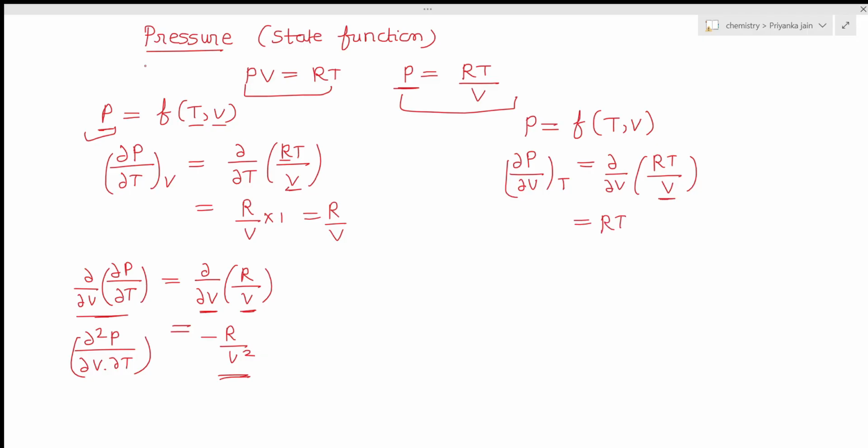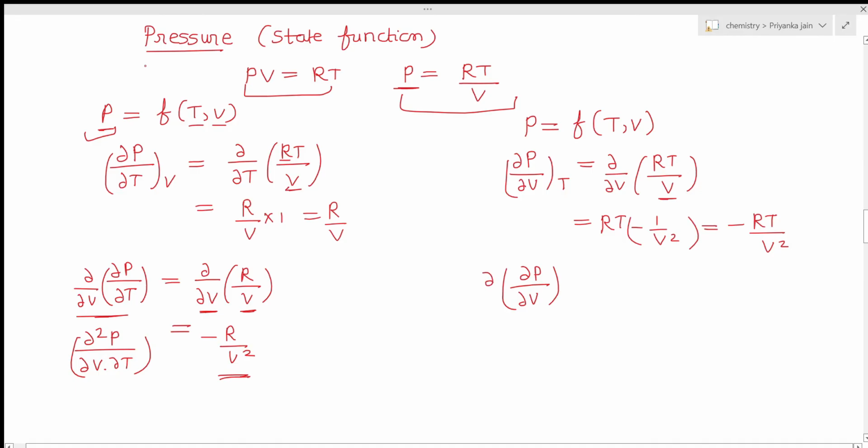And for the volume, the differentiation of 1/V will be equal to minus 1/V². Okay. So we are getting −RT/V². Now do the second differentiation. It means ∂P/∂V, and then write here ∂/∂T. Okay. So what are we getting? This. See here, −RT/V².